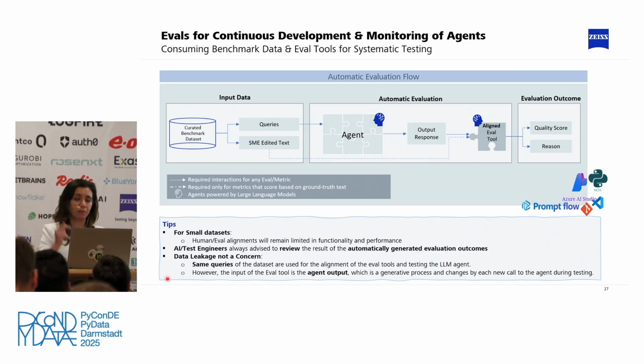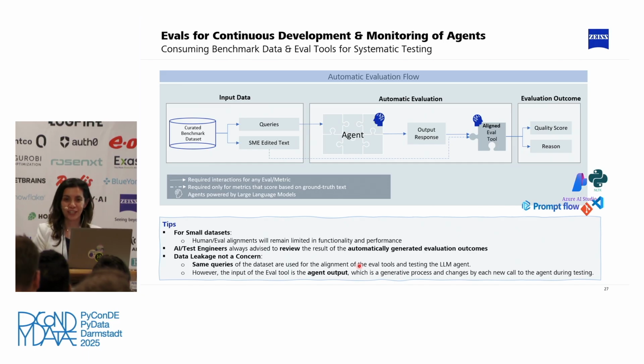And here again, some tips to be mindful about. If you have a small dataset for human eval alignment, be careful, because your human eval alignment would remain limited in terms of performance. Also, LLMs as judges have their limitations, so it's highly advised that your AI and test engineers review the outcome of the evaluations and the outcome that the eval tools provide. Here, the reasons that the eval tools are providing are one good way to go.